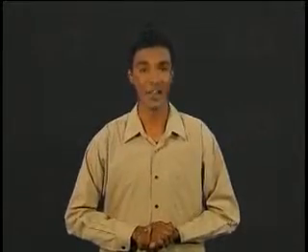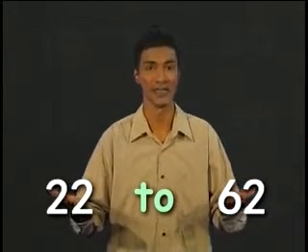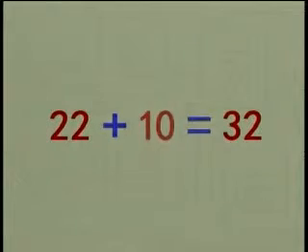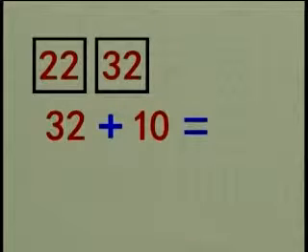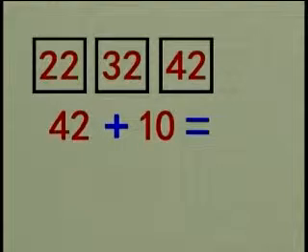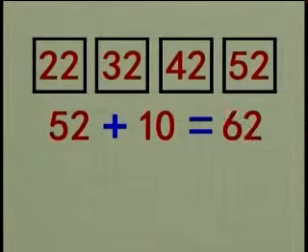Now, let's try another example. We will count on in tens from 22 to 62. If we start with 22, the next number will be 22 plus 10, which is 32. Now, what comes after 32? 32 plus 10 is 42. Plus 10 is 52. And 52 plus 10 will be 62.